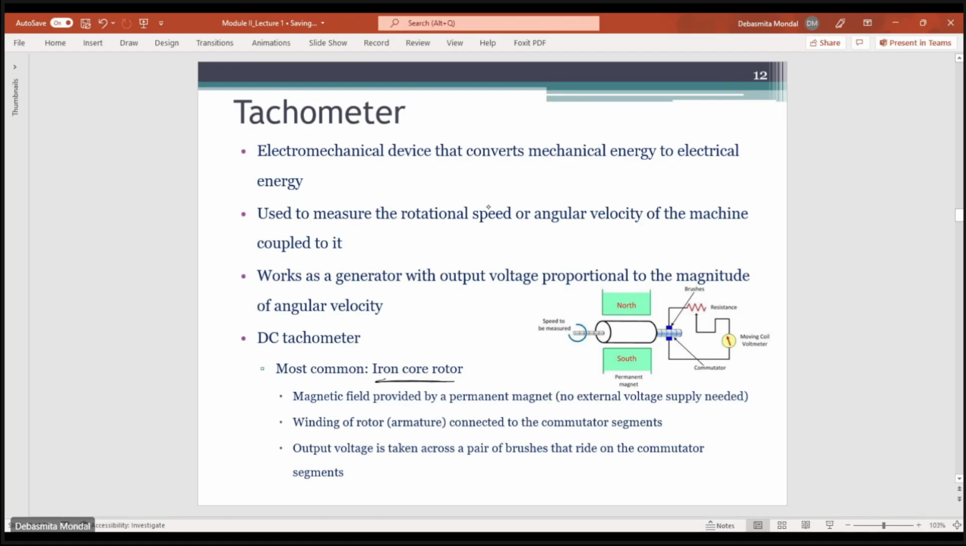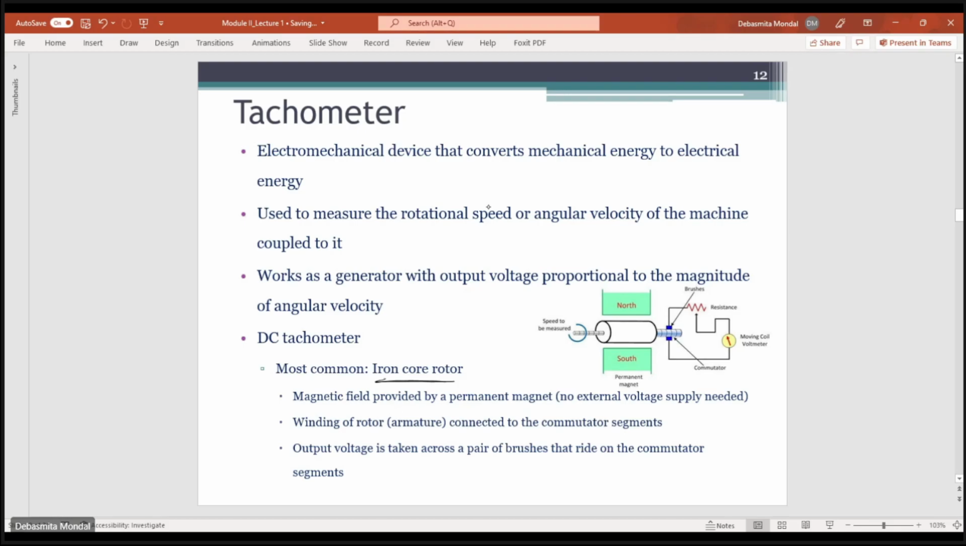So you have two permanent magnets, and the magnetic field is provided by these permanent magnets. So no external voltage supply is needed for generation of the magnetic field. And between the two poles of the permanent magnet is the rotor. So this is the rotor of the tachometer.